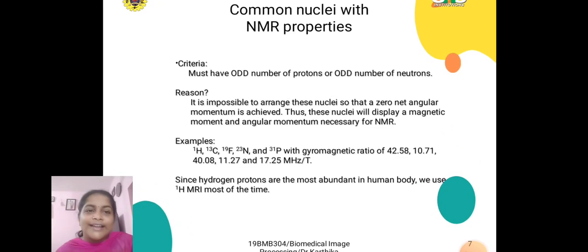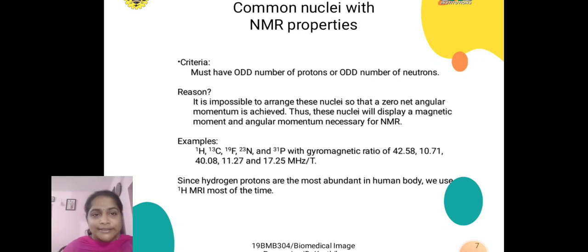Okay, and we have some NMR properties here. The first criterion is that the nucleus must have an odd number of protons or an odd number of neutrons. Why? It is impossible to arrange these nuclei so that a zero net angular momentum is achieved. Thus, these nuclei will display a magnetic moment and angular momentum, necessary for NMR. Here I have listed some examples for your reference. Kindly go through it.